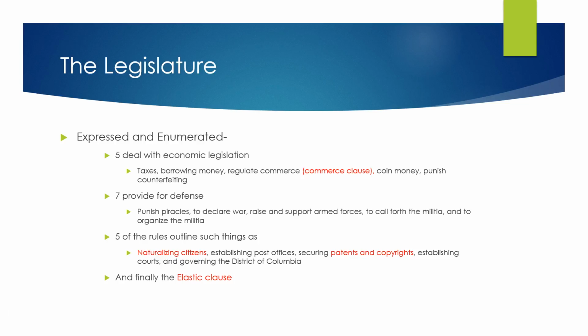So what are the things that the legislature can do? We have a variety of expressed and enumerated powers that exist within the Constitution. 5 deal with economic legislation. So we've got the idea of taxes. The federal government has the ability to tax you.